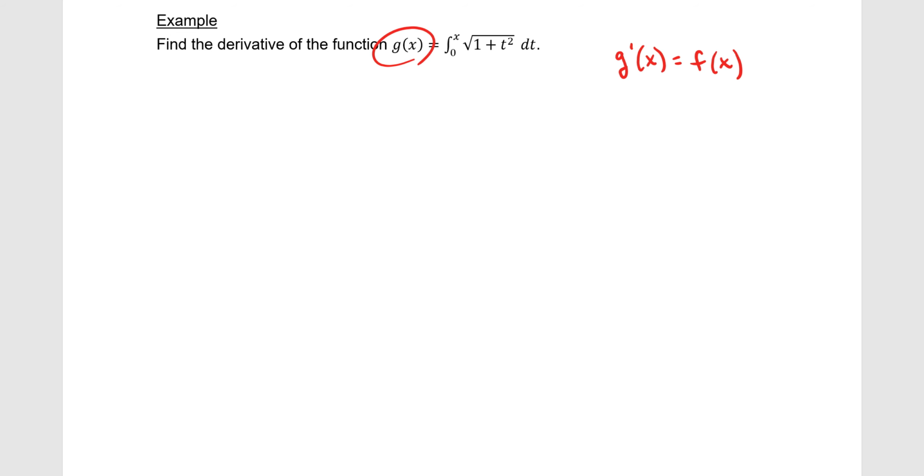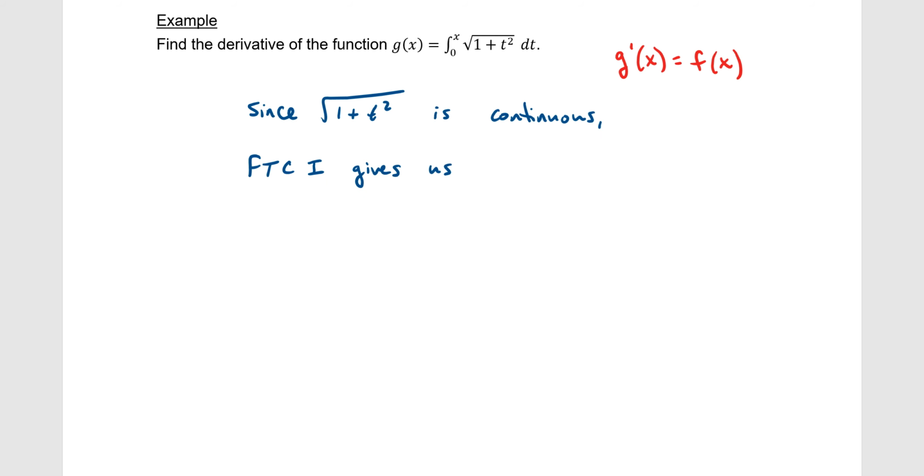So we do have to just be a little bit careful for these. We have to verify that it's continuous over the interval. And this is how we should be writing it out. We should say, since the square root of 1 plus t squared is continuous, then the fundamental theorem of calculus 1 is going to give us our result. And the result is that g prime of x, we're going to just use that function, but instead of a t, we're going to be replacing it with an x. So we're going from 0 to x. So the x is going in here. So it's the square root of 1 plus x squared.